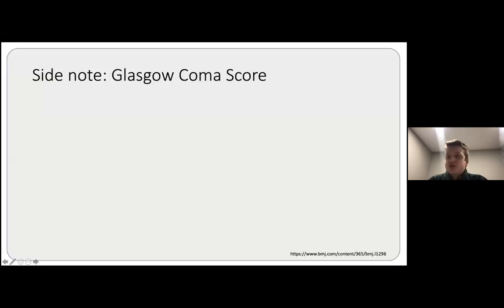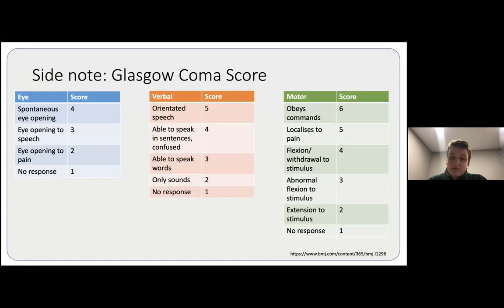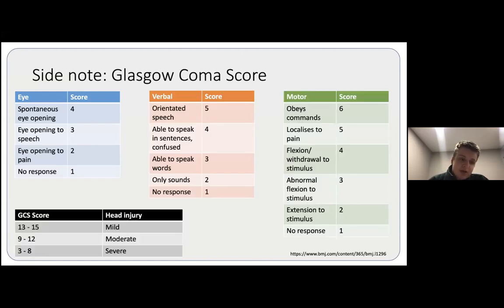So a side note, I thought I'd just go through the Glasgow Coma score. So this is something that we use in the UK, and it's a way of measuring level of consciousness and if somebody's had a brain injury, how severe that is. So it's split up into 3 parts: eye, verbal, and motor response. So if a patient can spontaneously open their eyes, they get 4. If no response, they get 1. Again, verbal speech, so starting off with orientated normal speech, becoming more confused to only sounds and then no response. And then motor response, again, 6 is the best, 1 is the worst.